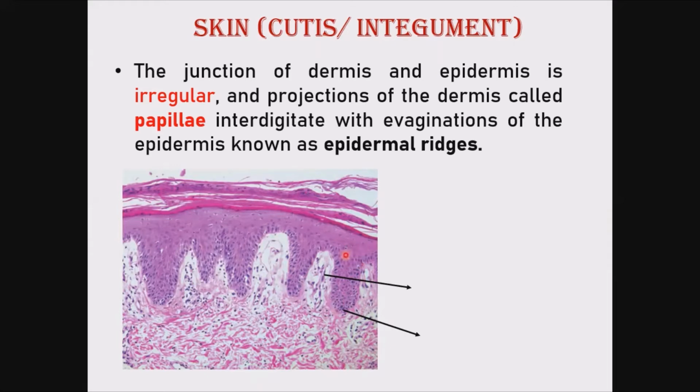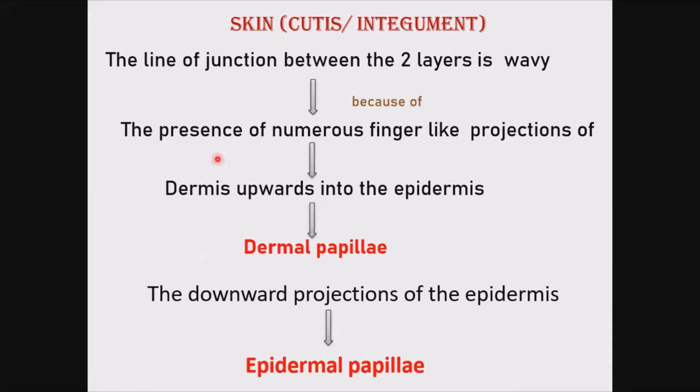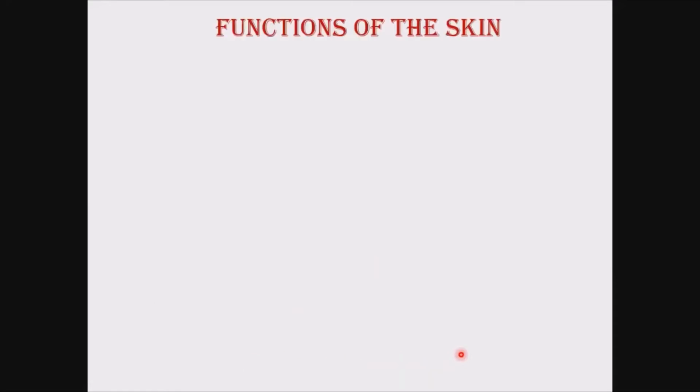This epidermal invagination is called epidermal ridges. The invagination of dermis into the epidermis, this white thing, is called dermal papillae. So we have dermal papillae and epidermal ridges, also called epidermal pegs. They are interlocking with each other. This is again a line diagram of the same thing, where the invagination of dermis is called dermal papillae and the invagination of epidermis is called epidermal ridges or pegs.